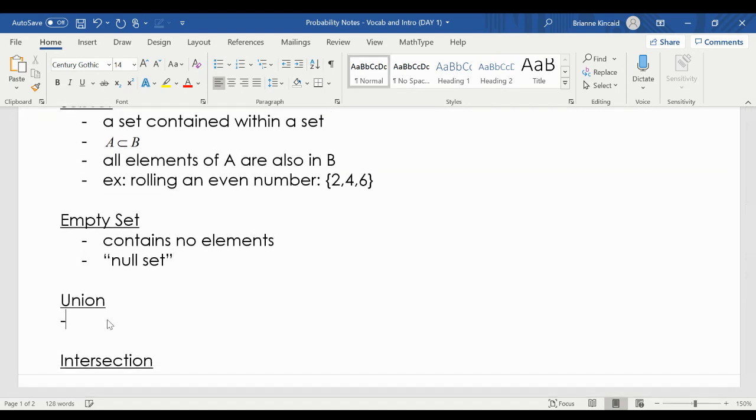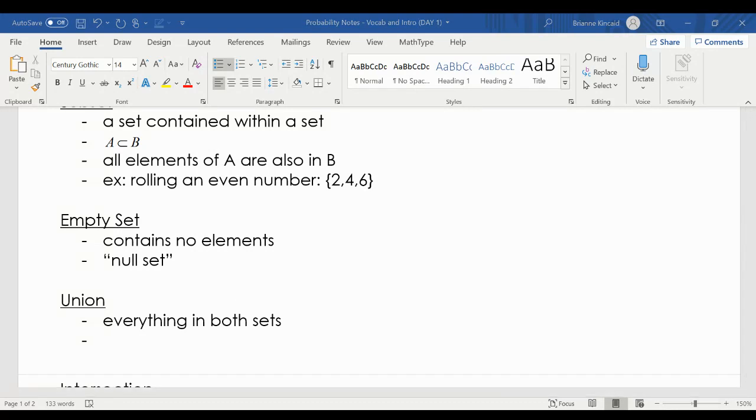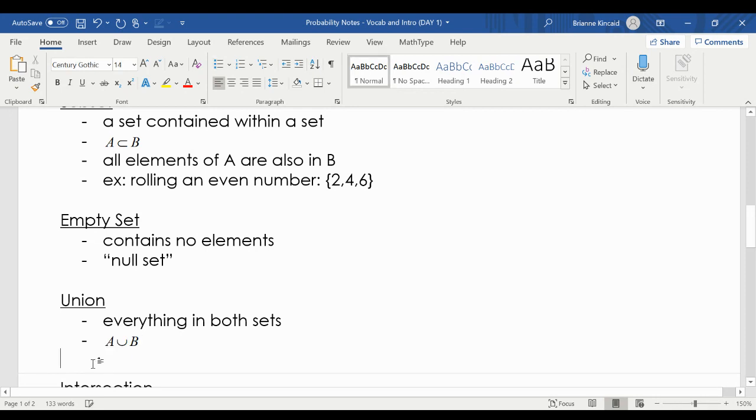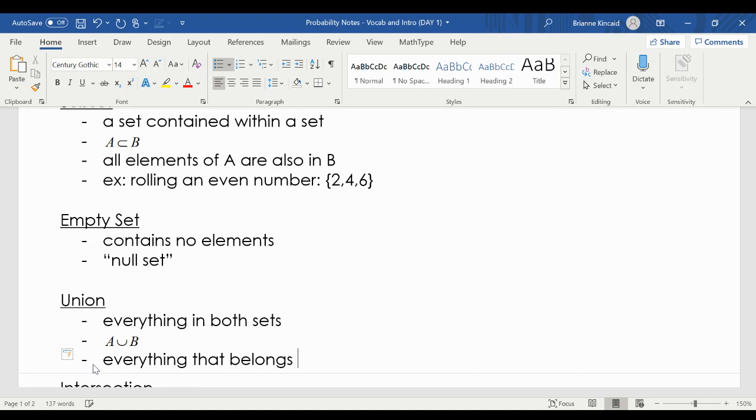Next thing we're going to talk about is the union. The union is everything in both sets. You're going to see this referred to as A, and then our union symbol basically just looks like a U. So A union B. Now, this is everything that belongs to only A, only B, and what they have in common.